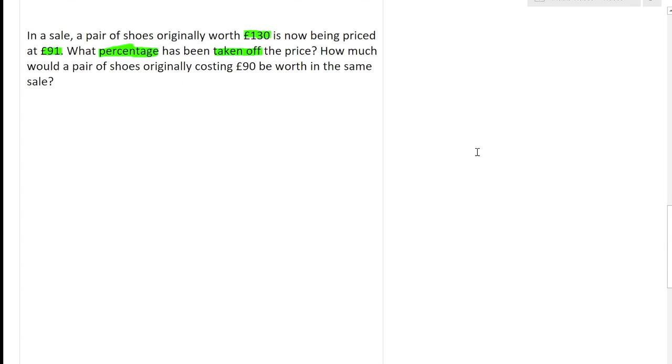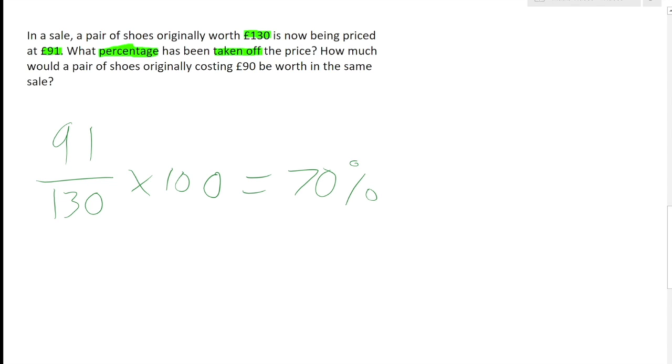So we know that £130 is 100%. What is £91 as a percentage of £130? Can work that out the same way: 91 over 130 times 100. You'll find that equal to 70%. And then the percentage that has been taken off is obviously 100% minus 70%. Therefore, 30% has been taken off. Oh look, we got the same result. It's almost as if the maths actually works.